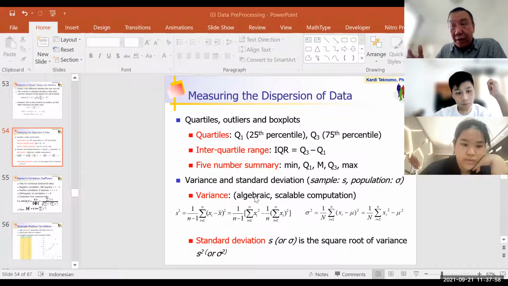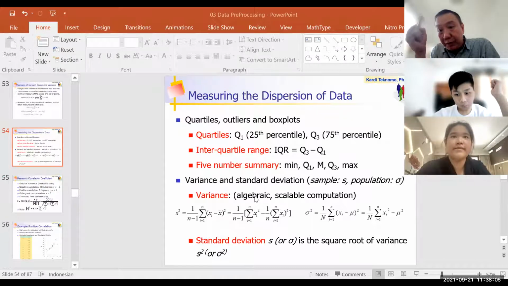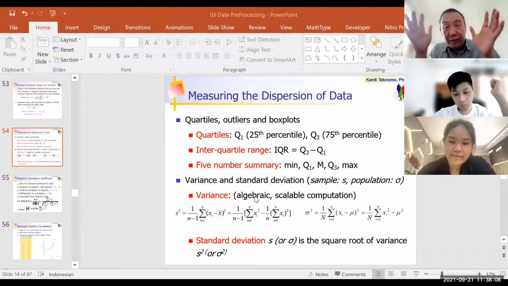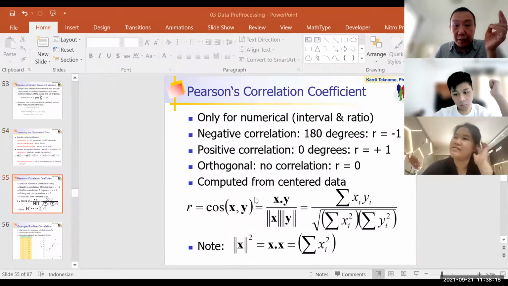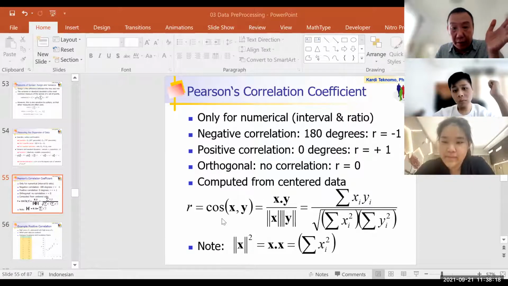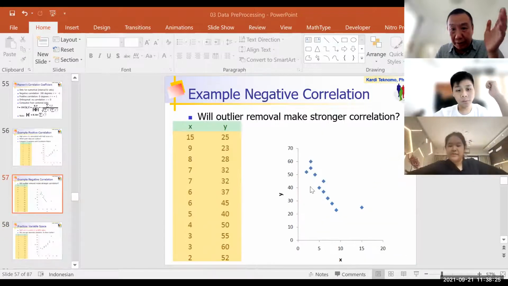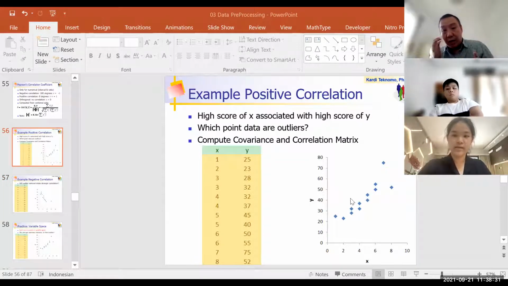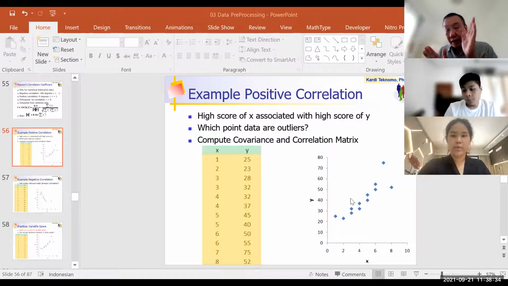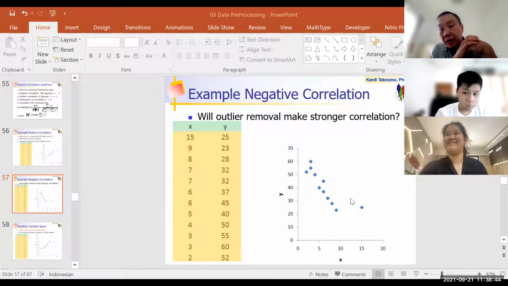If you have more than one variable, what you will do is check the correlation. First you check the mean and the variation of the data per variable, and the next thing you will do is check the correlation. This is the formula, and this is an example of positive or negative correlation. Positive correlation means the larger X, the larger the Y, so both are going in the same direction. Negative correlation means the larger X, the smaller the Y.